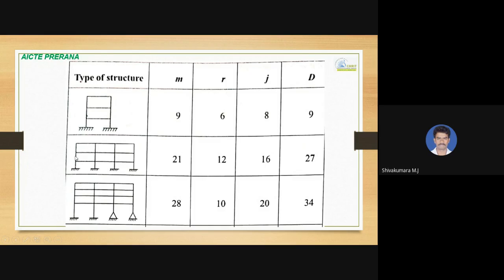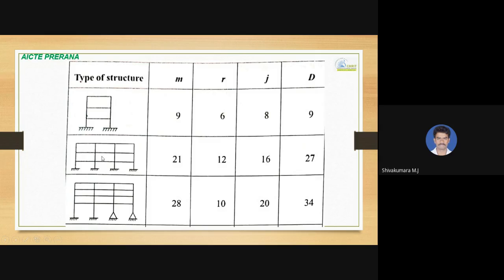And then 1, 2, 3. So 3 number of members, totally 4, it is 12. So 12 plus 9, it is 21. Number of members, it is 21. So R is 12. And number of joints, if you count, 1, 2, 3, 4. So 4 number of joints in each column, totally 4 columns. So 4 fours are 16. So 16 number of joints.